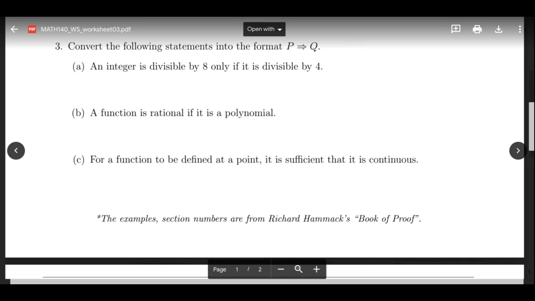Jinqi, think about it. Look at the sentence. A function is rational, right? That's like a then part, that's like a conclusion. Which part is a condition? The condition is if it is a polynomial. Because P implies Q means if P, then Q. But by your writing, that's if a function is rational, then it's a polynomial. Okay, good. All right, C, let me call someone.